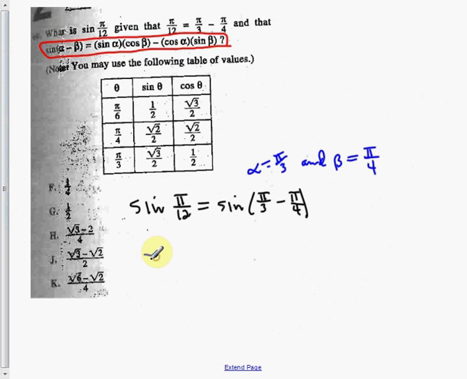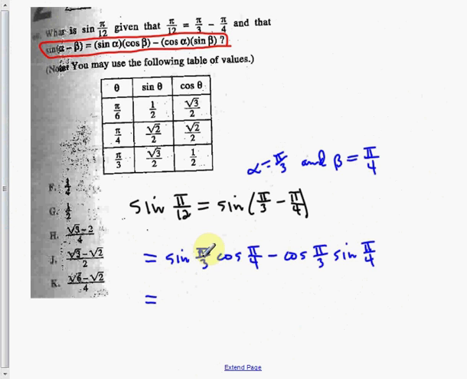So this is equal to, going by this, sine of alpha, that's pi over 3, times cosine of beta, pi over 4, minus cosine of alpha, pi over 3, times sine of beta, that's pi over 4. Now using the chart, we get what we need.